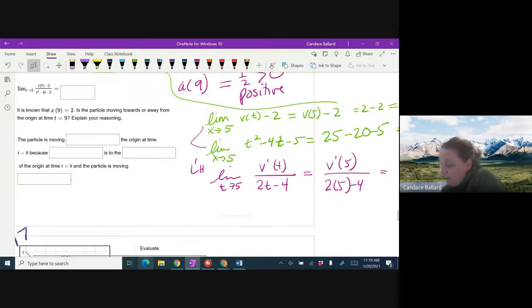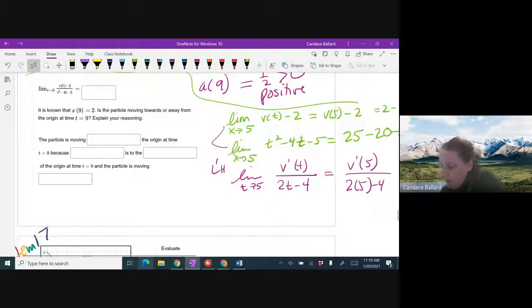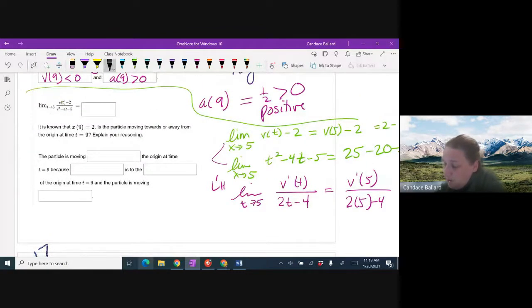Okay. This has a lot of good stuff in it, right? So this was a good one to pick for number 1 because we have a ton of stuff in here. So the last part of this problem: it is known that x of 9 equals 2. That's something that we call an initial condition. Is the particle moving towards or away from the origin at time t equals 9?